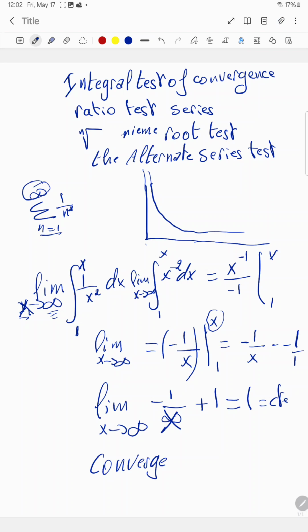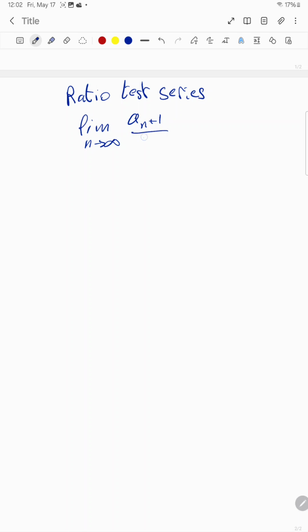Let's look at the ratio test for series now. The theory of the ratio test says we have to study the limit when n goes to infinity of a of n plus 1 divided by a of n. If that limit is less than 1, we say it converges. If it is greater than 1, it diverges.